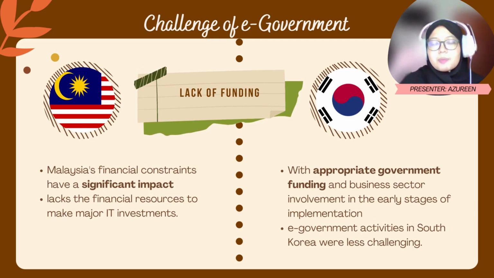Thirdly, adopting IT in the public sector is hindered by the lack of funding. Malaysia's financial constraints have a significant impact on the country's e-government infrastructure. Malaysia lacks the financial resources to make major IT investment. Meanwhile, with appropriate government funding and business sector involvement in the early stages of implementation, e-government activities in South Korea were less challenging. For example, about 8.6 billion USD of the Informatization Promotion Fund was spent by the South Korean government to build a high-quality information and communication technology infrastructure.